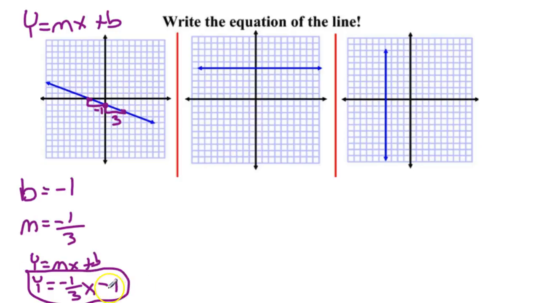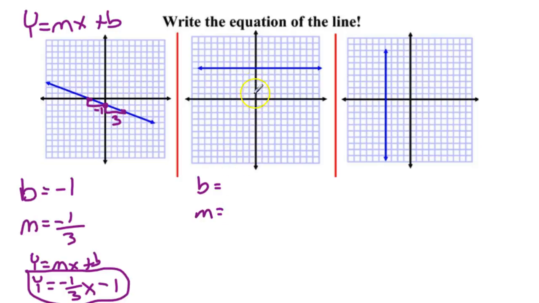Bam. And the check, right? There's the y-intercept, negative 1. The slope is negative 1 over 3. Cool. Good. Alright, this one over here, we have a special case. So let's see if we can figure it out. We have b, the y-intercept, and m is the slope.